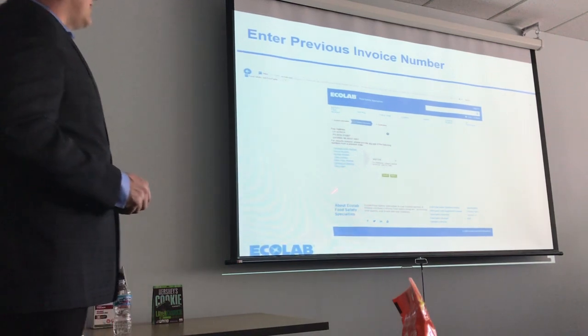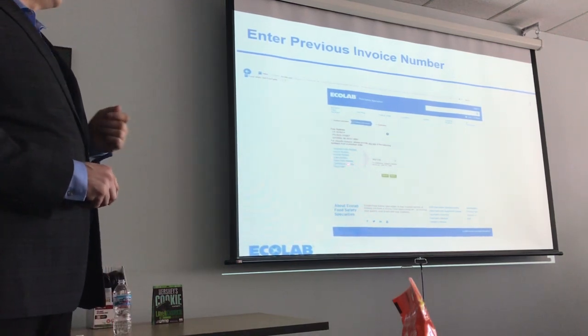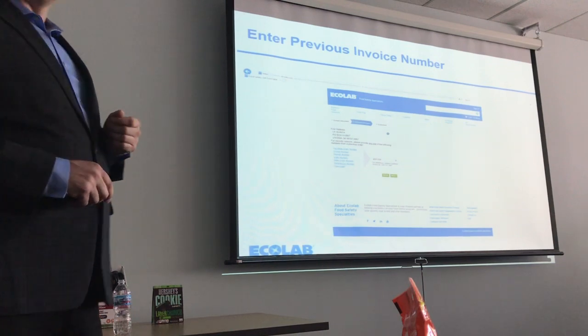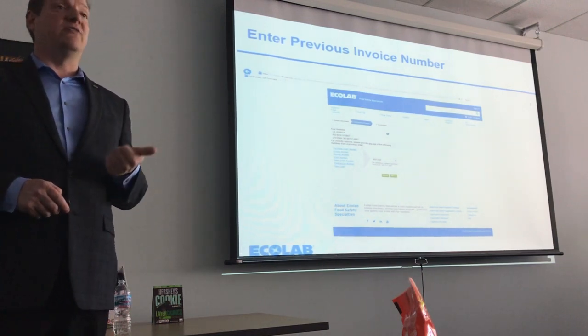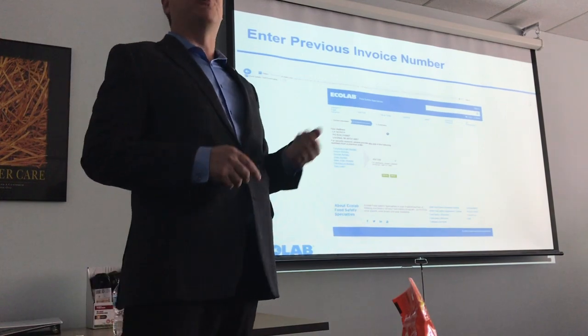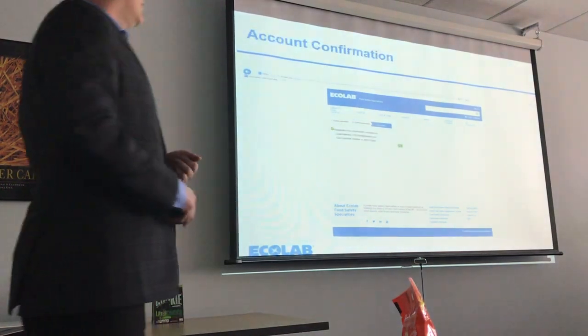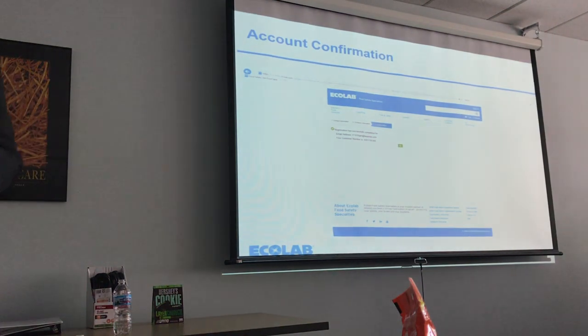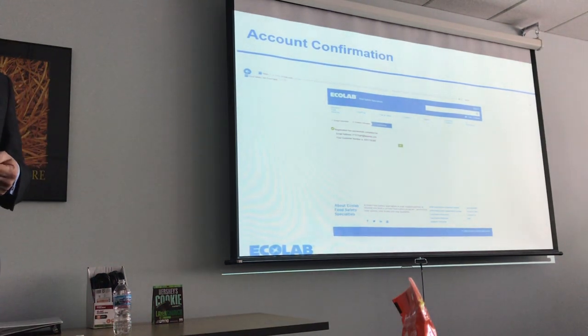Now it's asking for one of these 7 numbers. One of them is invoice number. You're going to go ahead and put that in if you have the invoice. If you don't have an invoice or it's a new customer, you'll simply just put in the second number that the customer service gave you when you called. And you're done. 45 seconds, start to finish. You now have a website selling for you.